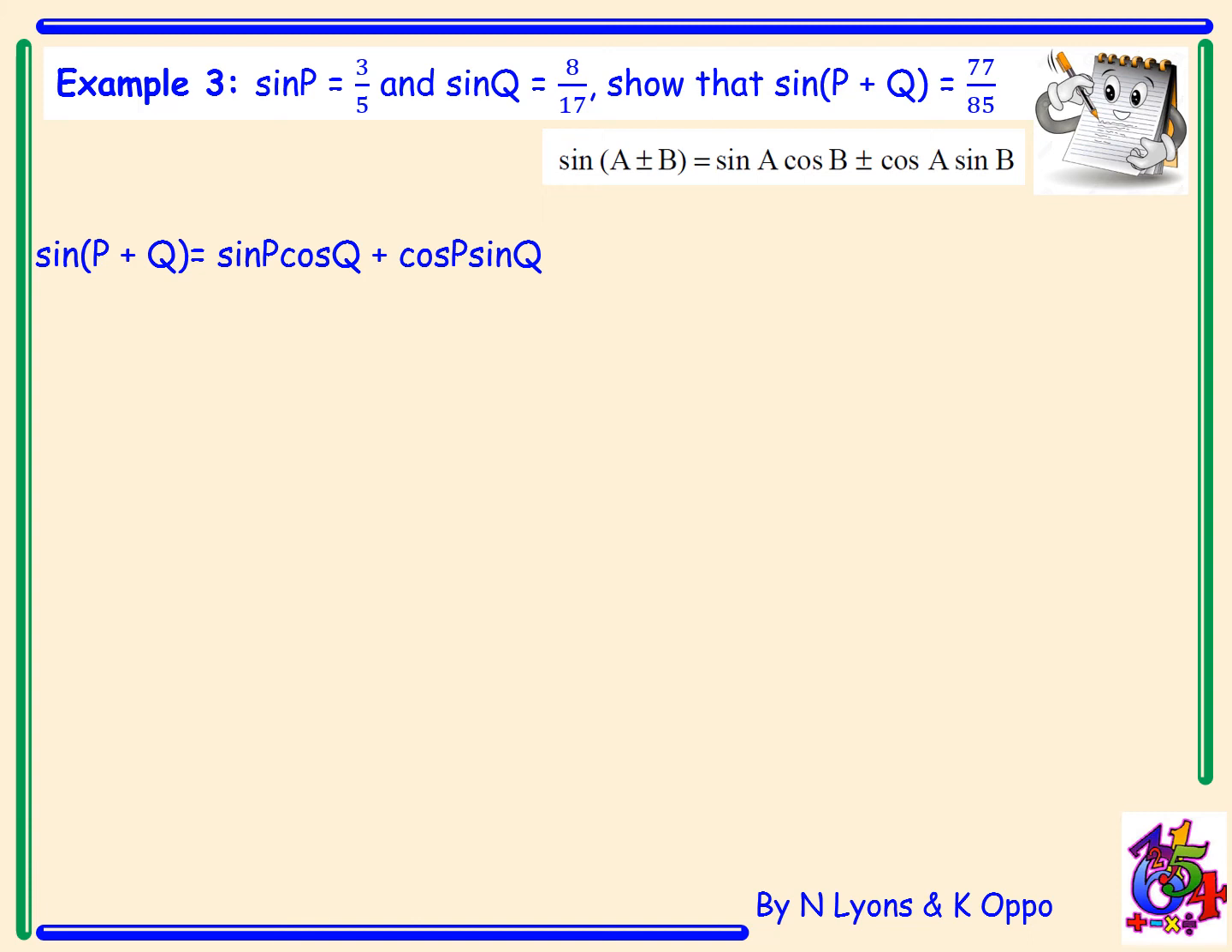Now from the question we only know the exact value of sine of P and sine of Q. We need to obtain the exact value for cos of P and cos of Q. To help us do this, we will draw right angle triangles with the angles within it. So here we have a right angle triangle drawn with angle P, and we know that sine P is 3/5.